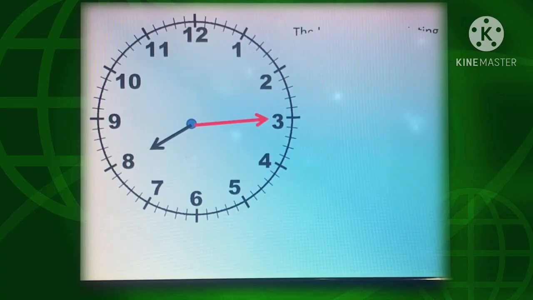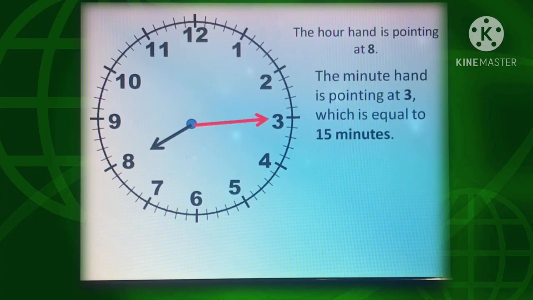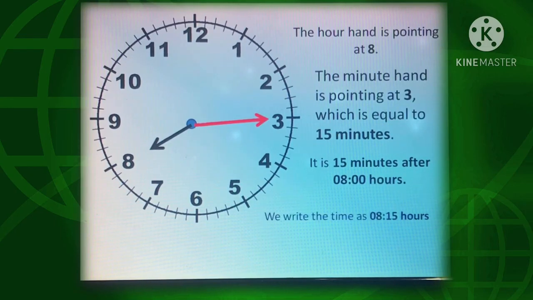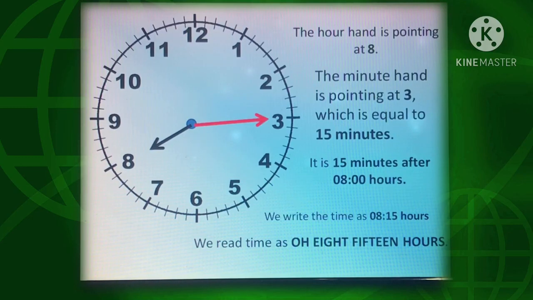So we have here the hour hand is pointing at 8. The minute hand is pointing at 3, which is equal to 15 minutes. So it is 15 minutes after 8 hours. And we write the time as 08:15 hours, and we read it as 08:15 hours. Again, we read the time as 08:15 hours.